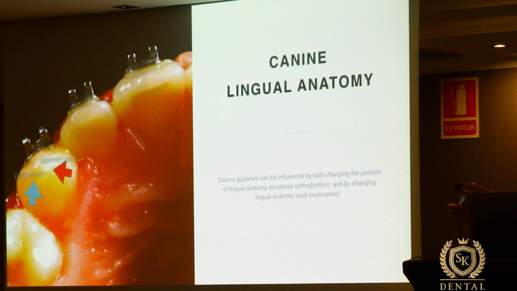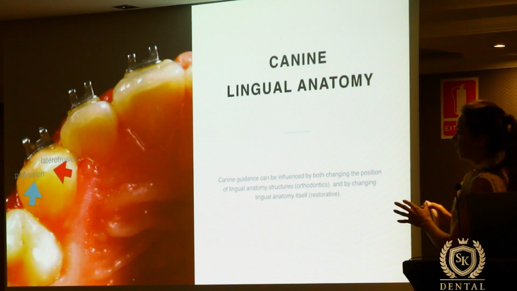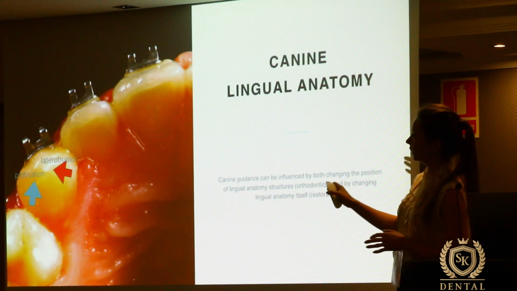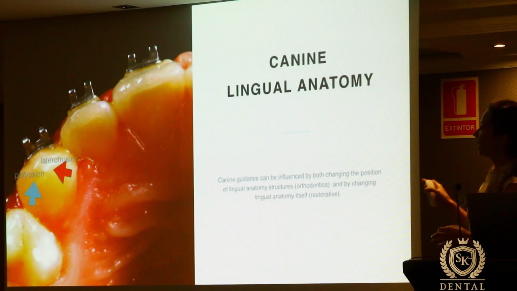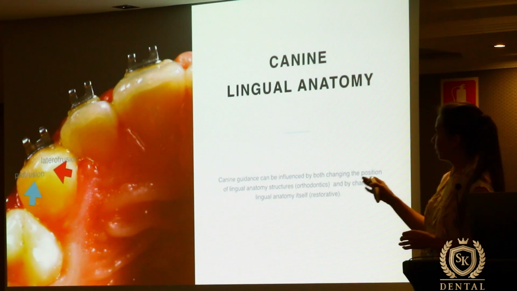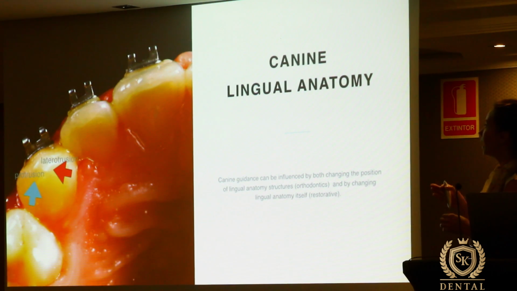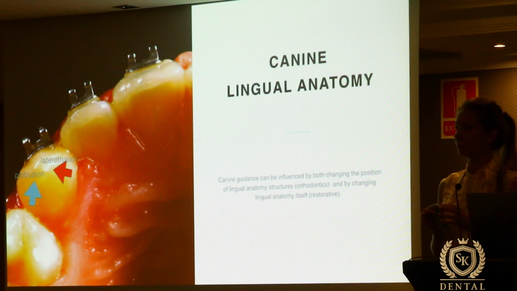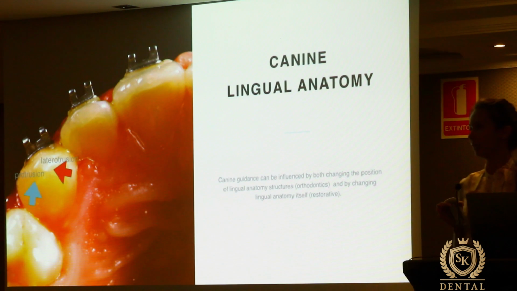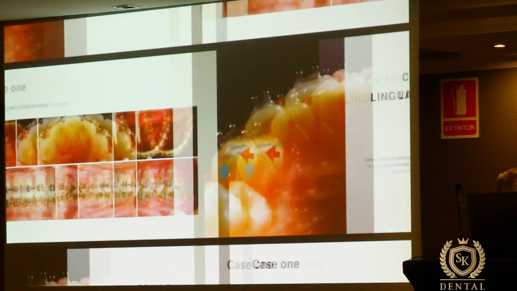Canine lingual anatomy. This is the summary of the guidances, and we see that the mesial lingual fossa guides the lateral intrusive movement, and the protrusion is guided by the distal lingual fossa. And these things can be influenced either by the restorative approach, where we change the lingual anatomy, and it can also be managed by orthodontic means, when we alter the tooth position itself.